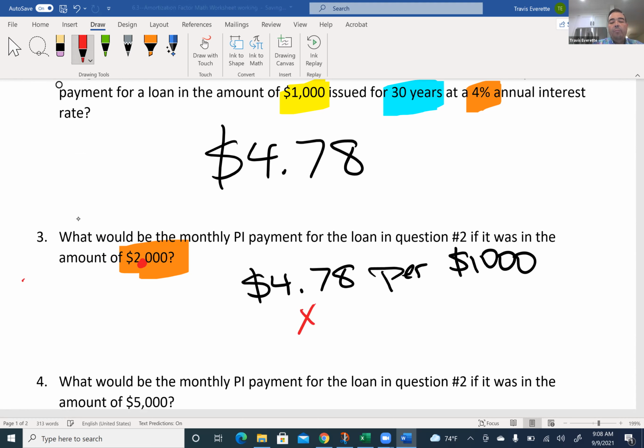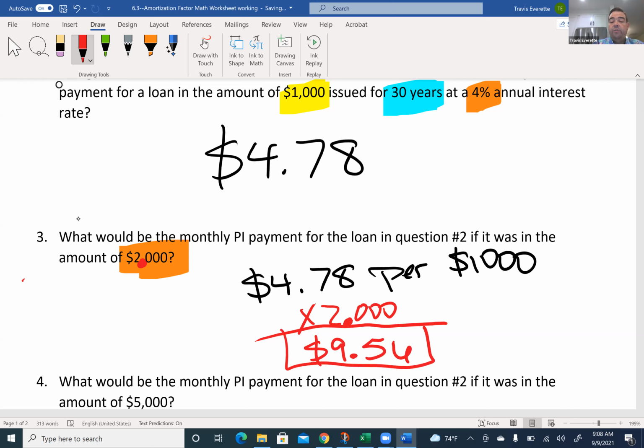4.78 times 2.000. So just change that comma, the thousands place, to a decimal, and we're just going to be multiplying 4.78 times 2 because we're not borrowing $1,000 anymore. The payment would be 4.78 if we were borrowing $1,000, but if we're borrowing $2,000, we need to multiply that times 2. So 4.78 times 2 equals $9.56. So there's your answer on that one.